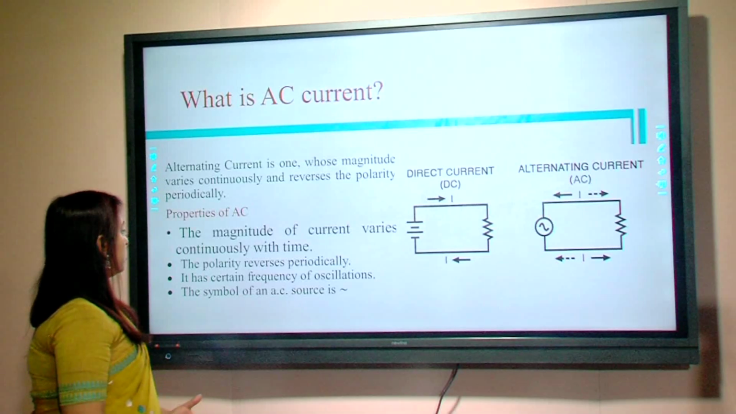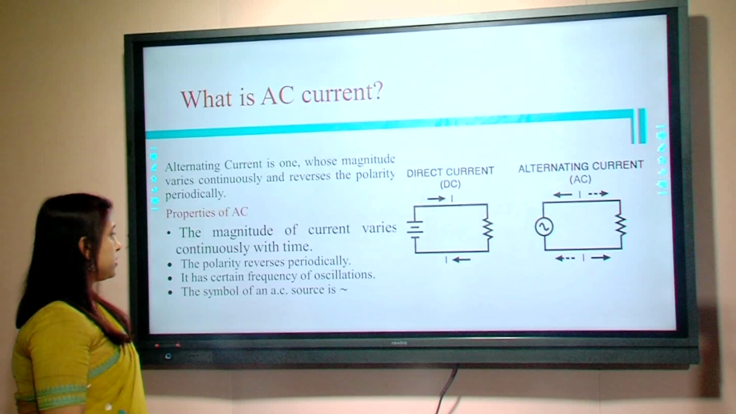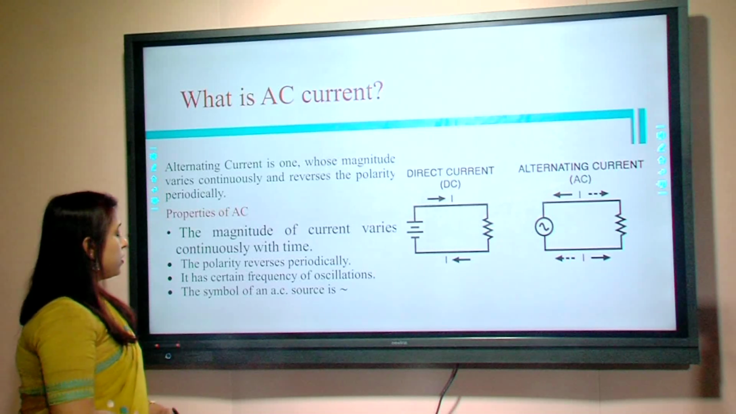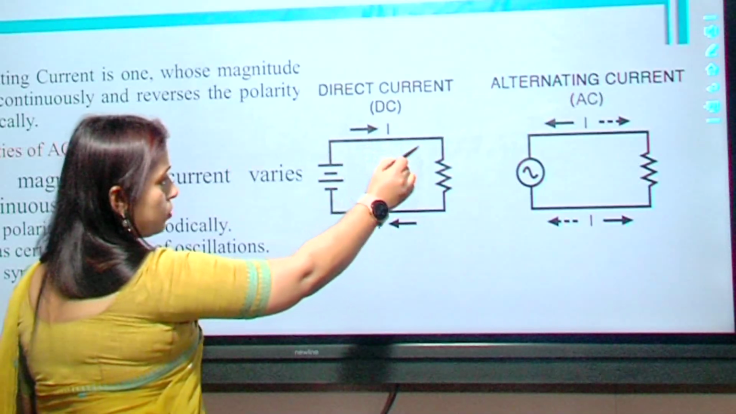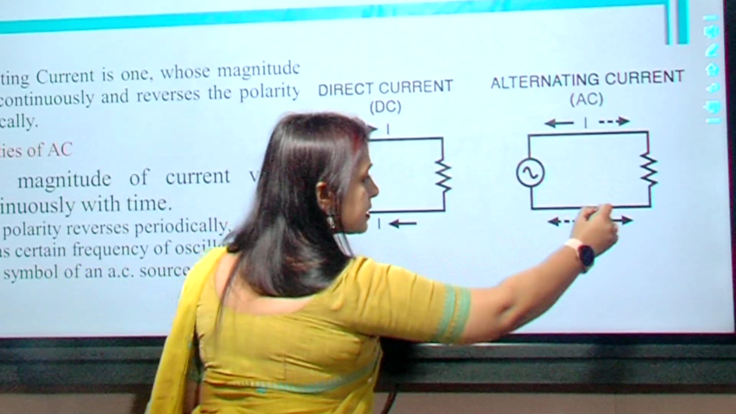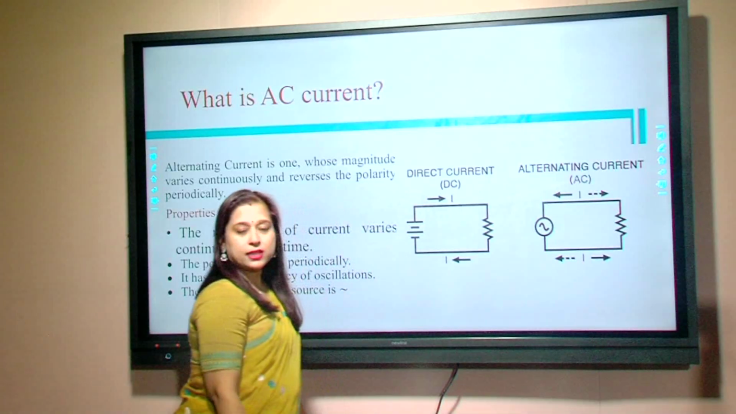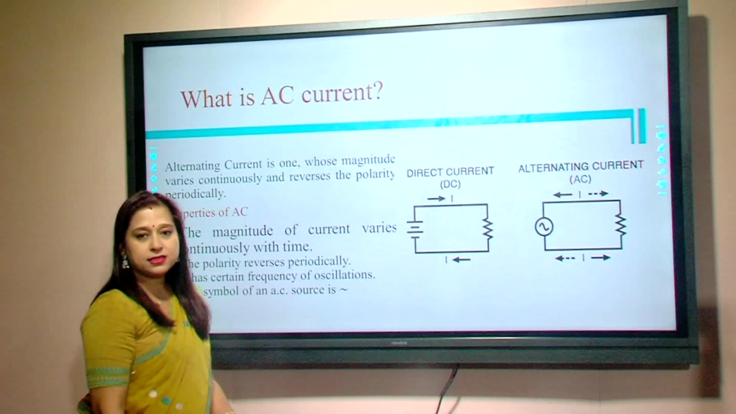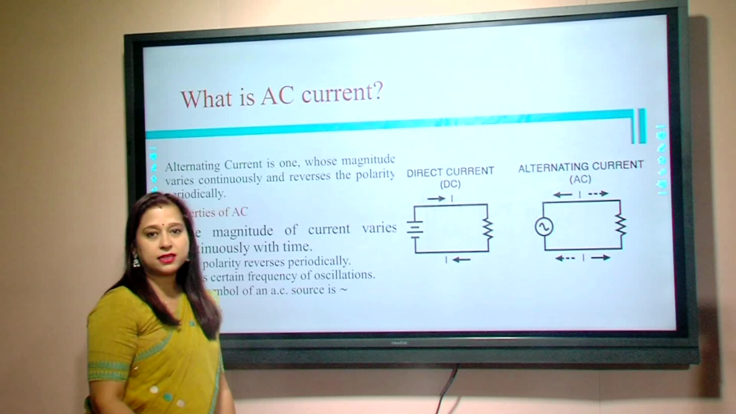AC current is one whose magnitude varies continuously and reverses the polarity periodically. So here you can see, in case of DC circuit, current flows only in one direction. But in case of the AC circuit, current reverses periodically. So that's the basic difference between AC current and DC current, or AC current source and DC current source.